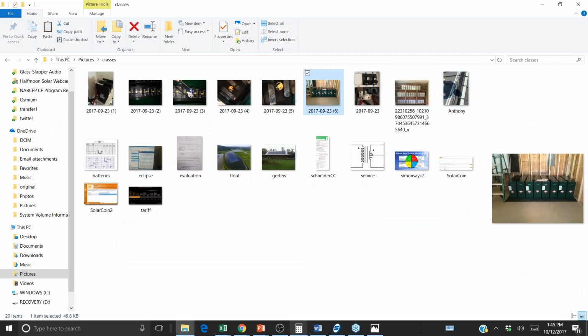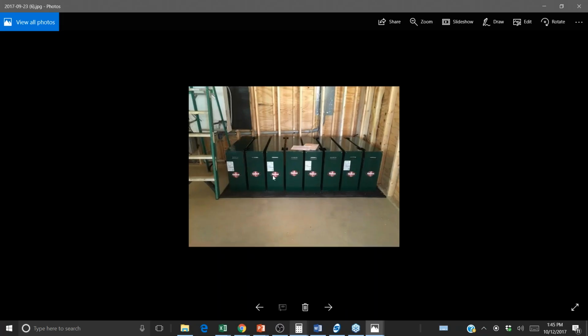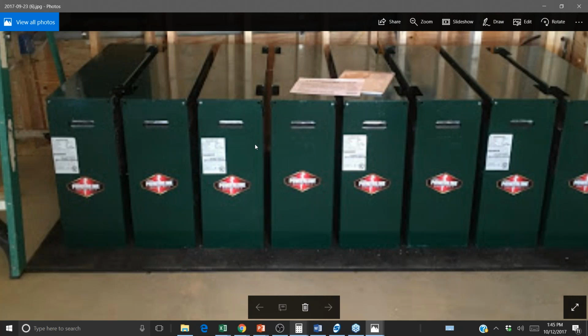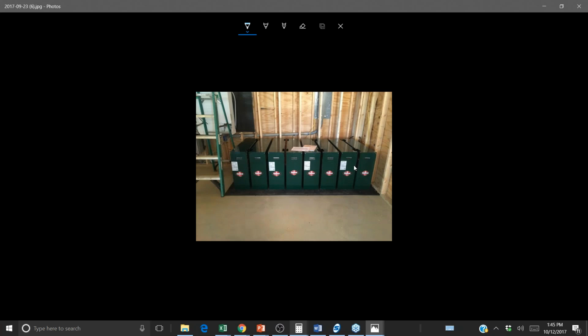Here is our battery bank. These are our industrial forklift batteries. One thing I really came to enjoy about this particular battery bank is that the batteries already came enclosed in a protective case.